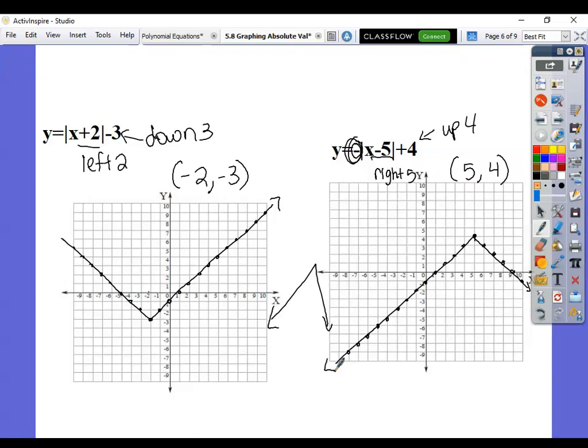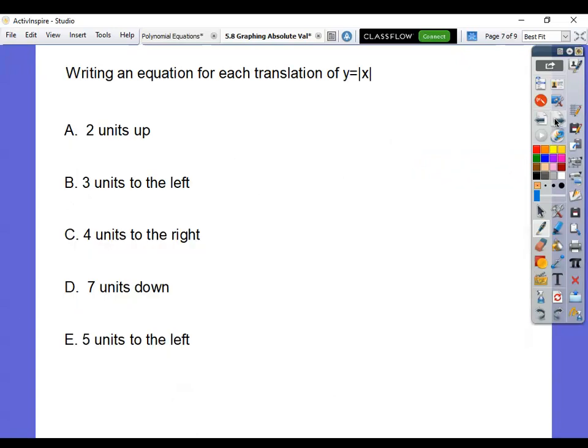So that's how you graph those. On the next page, writing an equation for each translation of y equals absolute value of x. If I want to translate it 2 units up, if this is my parent function, to translate it up, you just have to write y equals absolute value of x plus 2.